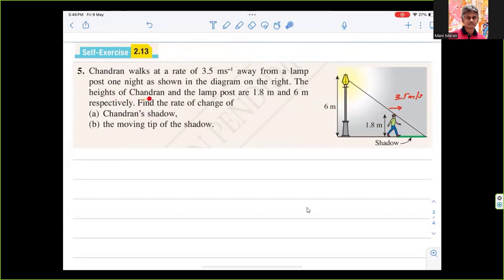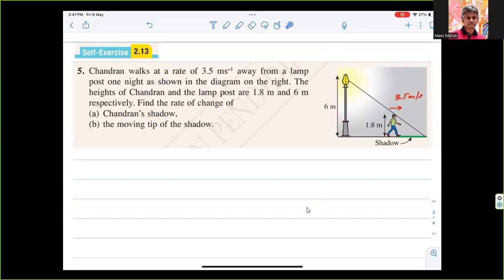The heights of Chandran and the lamppost are 1.8 meters and 6 meters respectively. So you are given the height of the person and the height of the lamppost. Find the rate of change of Chandran's shadow. You can see over here, the person will cast a shadow. Light is over this side, and there will be a shadow on the right hand side. When Chandran moves away from the lamppost, his shadow will change in length. It will become longer and longer. So you're asked to find the rate of change of Chandran's shadow.